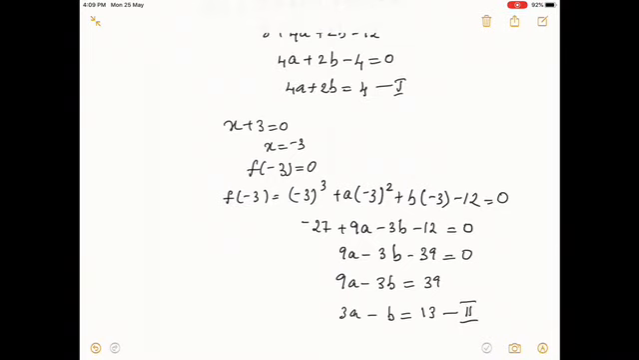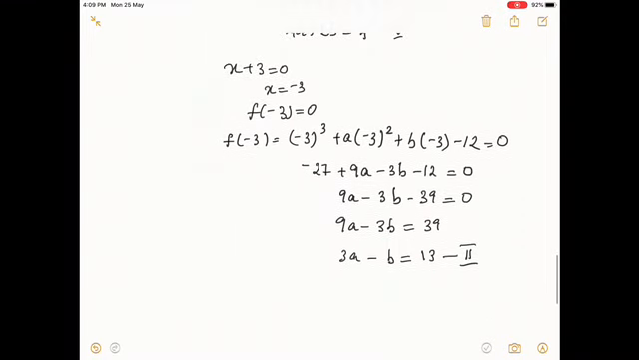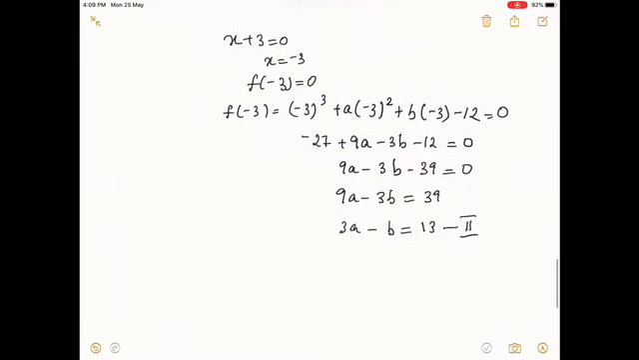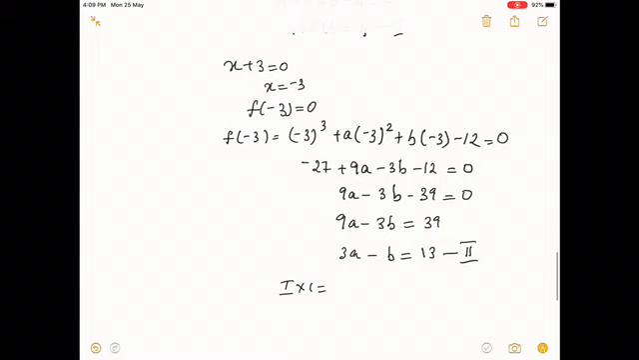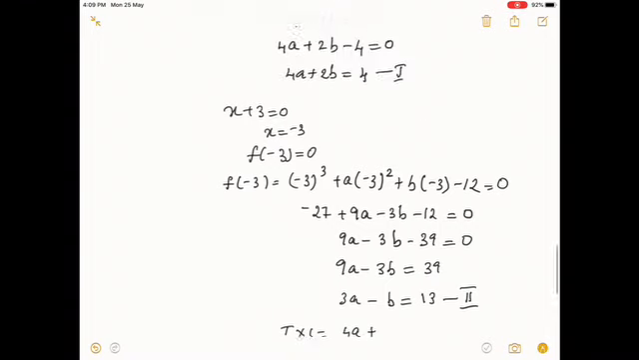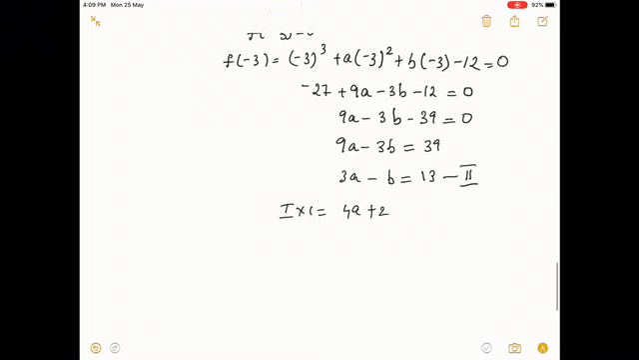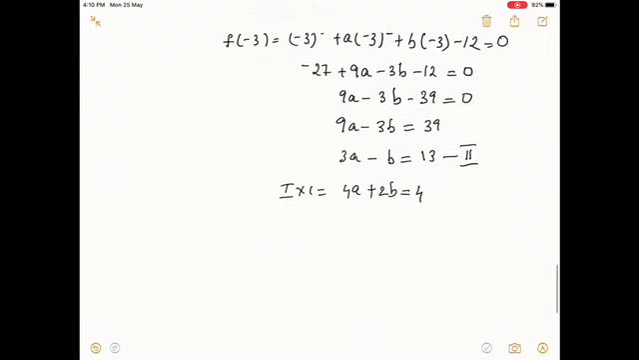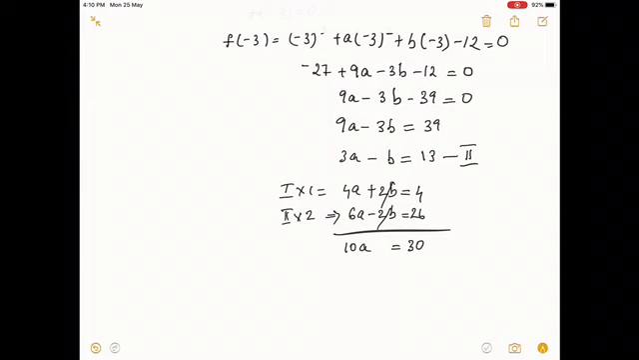You've already got equation 1 and equation 2. Now let us solve it. Equation 1 remains like that: 4a plus 2b equals 4. Equation 2 into 2 gives you 6a minus 2b equals 26. Adding them, 10a equals 30. a is equal to 30 by 10, that is equal to 3.